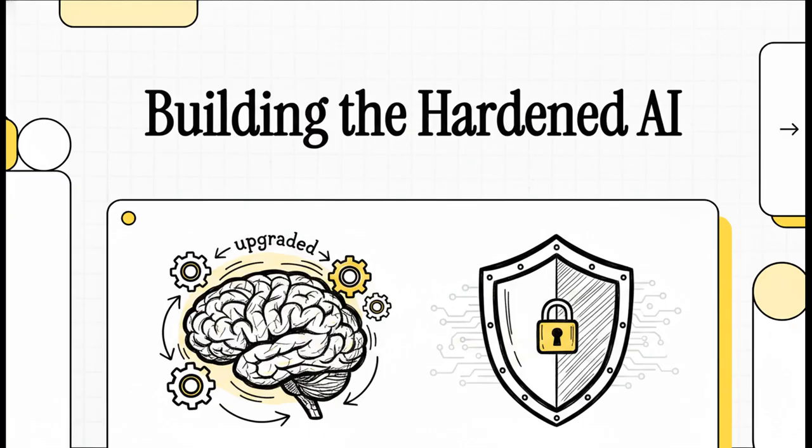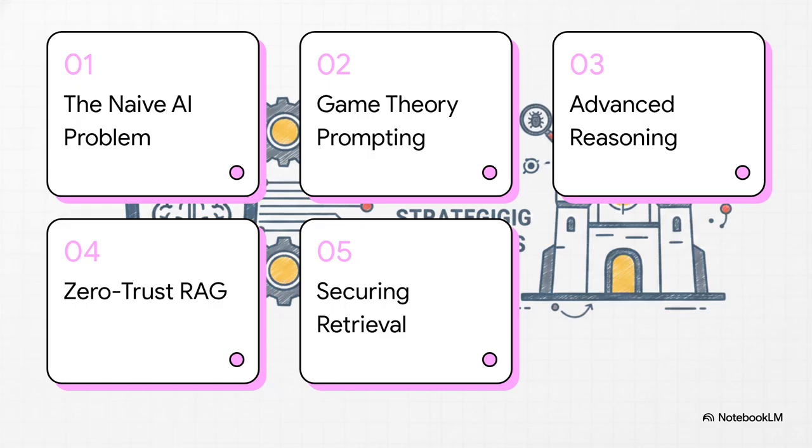Today, we are moving past those fragile toy-like setups and diving into hardened, enterprise-ready architectures. We're going to explore exactly how to upgrade an AI system by fundamentally fixing its brain for deep, strategic reasoning, and then forging an absolute unbreakable shield for secure data retrieval. Let's get into it. Okay, let's dive into this.